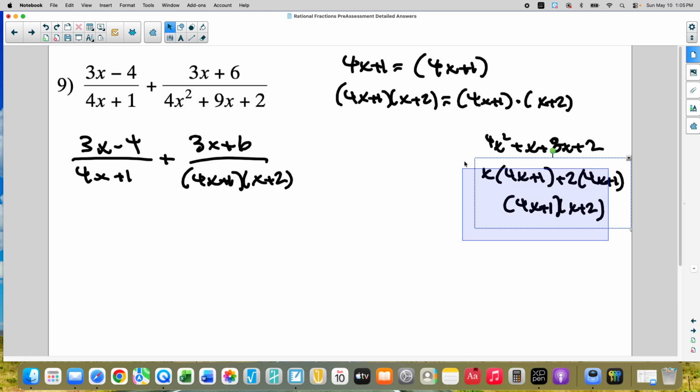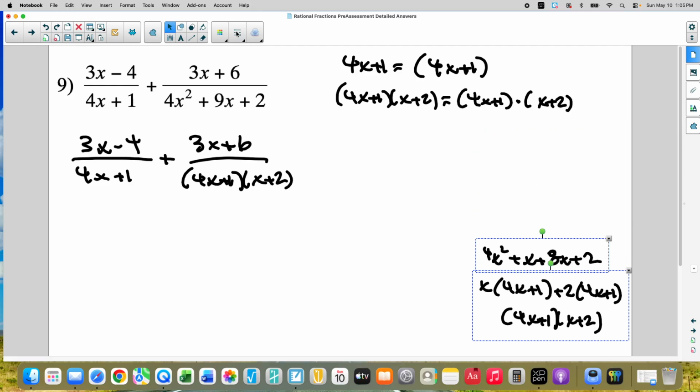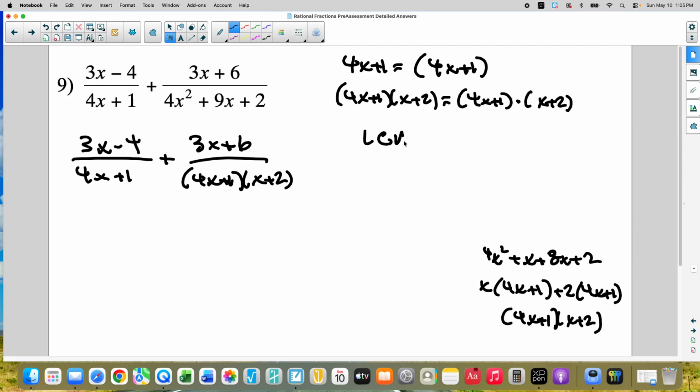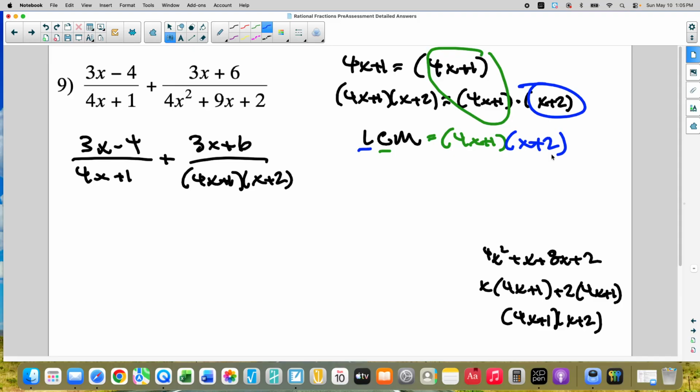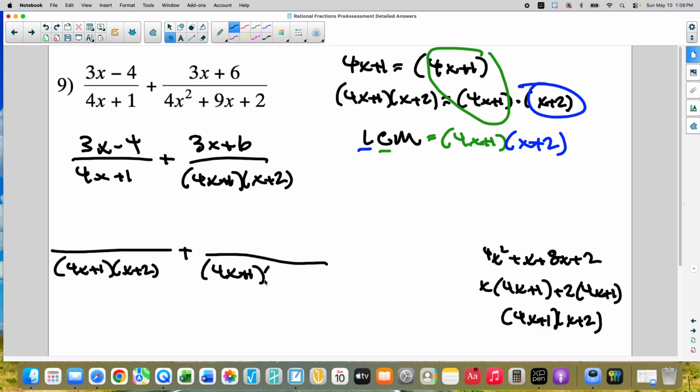Let's move this scratch work down a little bit. So when we find the LCM, what do they have in common? They have a 4x plus 1 in common. And then what do they have left over? They've got the x plus 2 left over. So that's going to be my common denominator. 4x plus 1, x plus 2, and I'm going to write equivalent fractions to both of those.